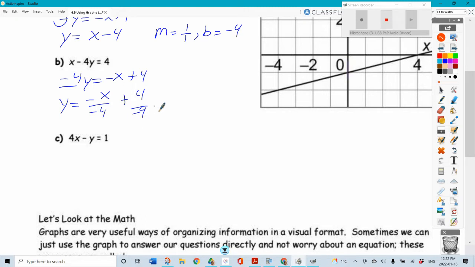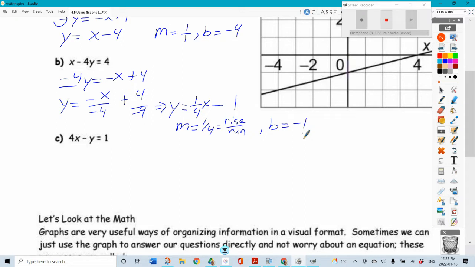Let's start with the first part. Negative over negative for the x over 4 gives me a positive. X over 4 really just means 1 over 4x. And for the 4 over negative 4, positive divided by negative is going to give me a negative. 4 over 4 gives me 1. So for this one I have a slope m of 1 over 4, which is my rise over run, and I have a b value that's equal to negative 1.